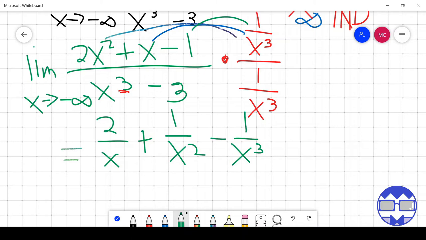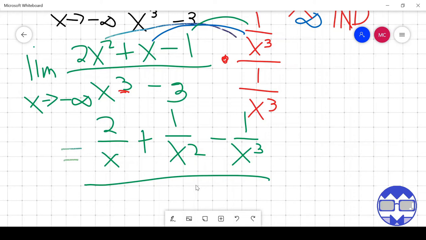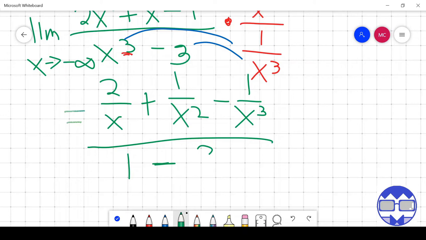All over, now let's go to the denominator. Distribute also. So x cubed times 1 over x cubed will give us 1, minus 1 over x cubed times negative 3, which will just give us 3 over x cubed. And again, this is the limit as x approaches negative infinity.